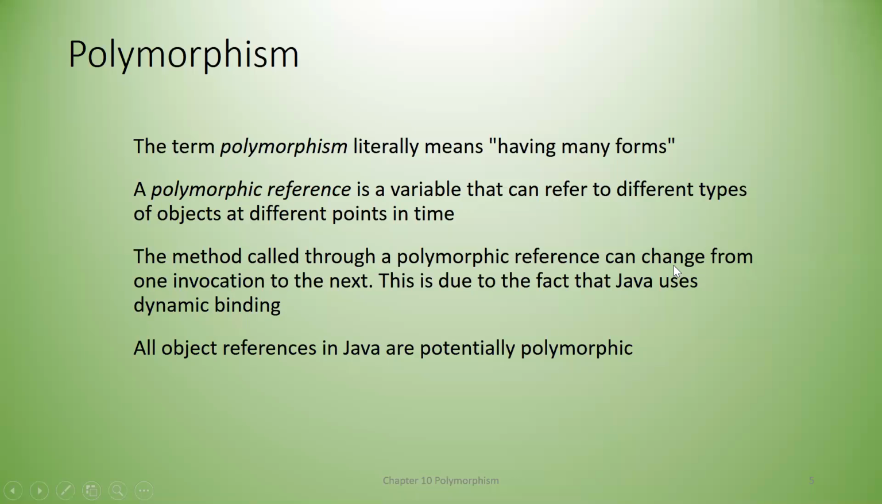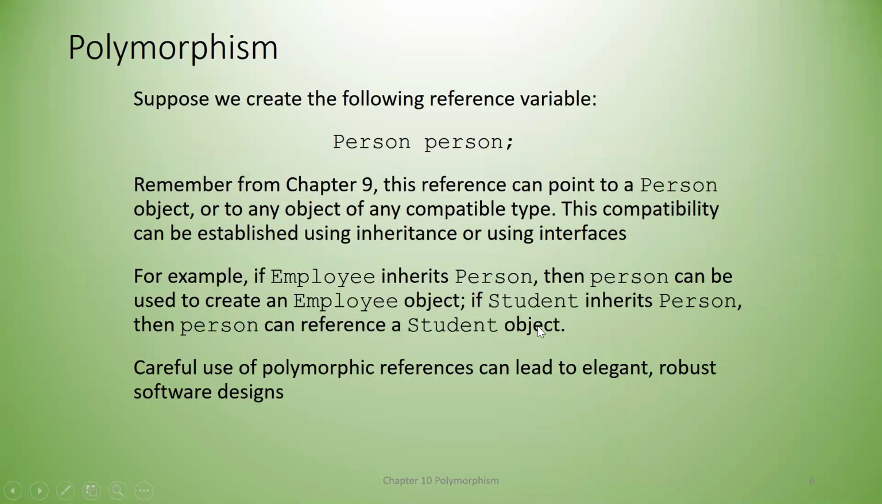The term polymorphism literally means having many forms, and a polymorphic reference is a variable that can refer to different types of objects at different points of time. We will look at an example. The method called through a polymorphic reference can change from one invocation to the next. This is due to the fact that Java uses dynamic binding. All object references in Java are potentially polymorphic because they are all objects.